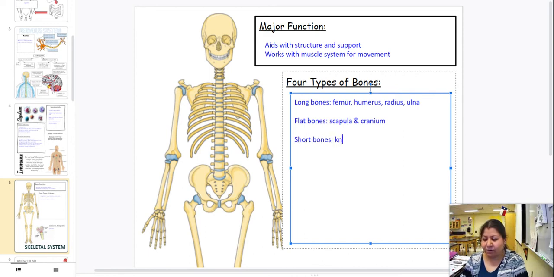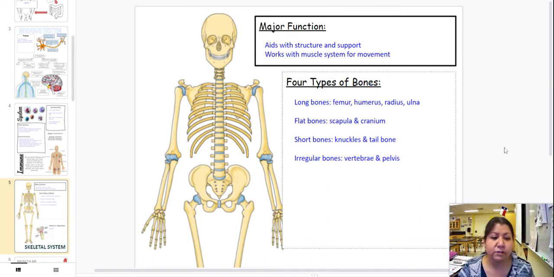We have short bones. Short bones are going to be like our knuckles and that little piece of the tailbone. So we have little tiny bones in our hands and in our knuckles. And then our tailbone is right down there. A lot of times the short bones have a lot of cartilage attached to them just because they're meant to be flexible. And then lastly, we have irregular bones. That's stuff like our vertebrae and our pelvis. They're not long, they're not flat, they're usually completely weird shaped, and they have all these little structures for muscle attachment. So those are our four types of bones.